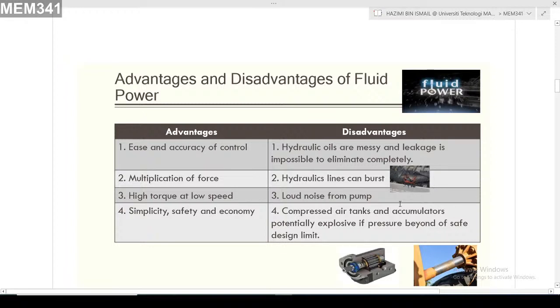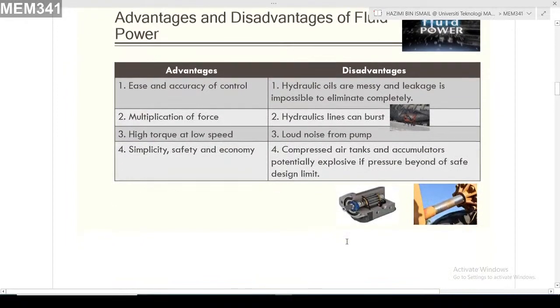The pump is also very noisy, and the compressed air tank and accumulator are potentially explosive if pressure goes beyond the safe design limit. This contradicts our advantage where we said that it is safe and economical in the fourth point here. But every safe system can also be dangerous if the system is used beyond its safe design limit.